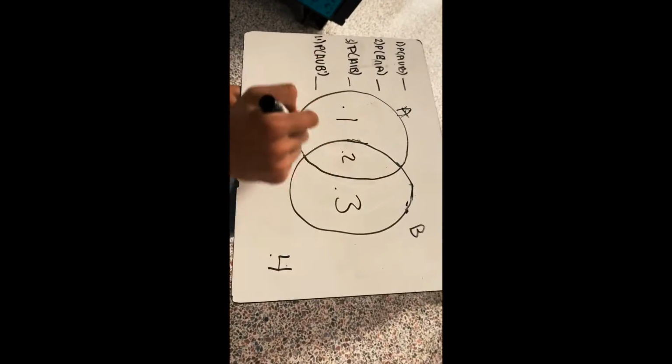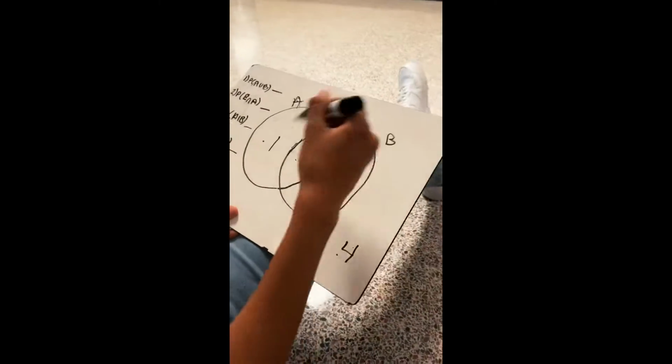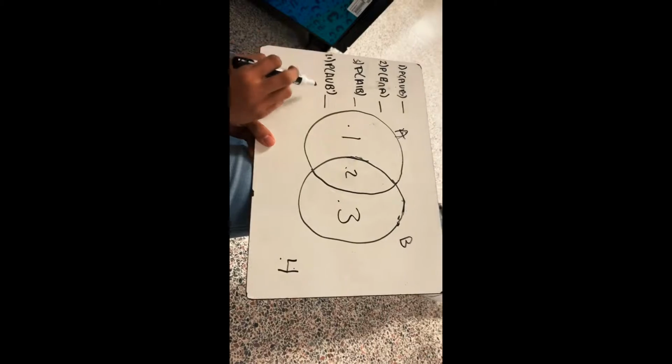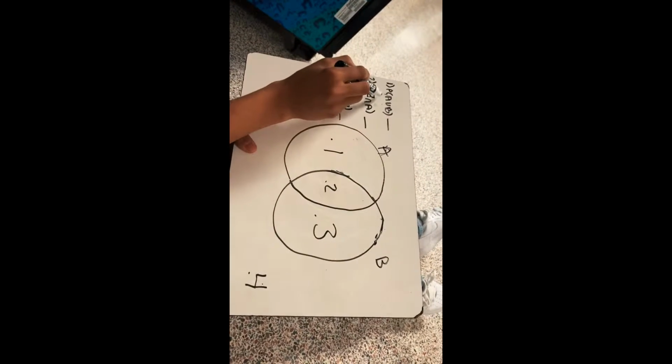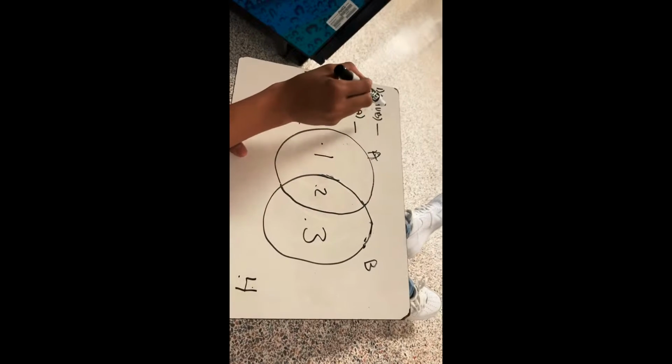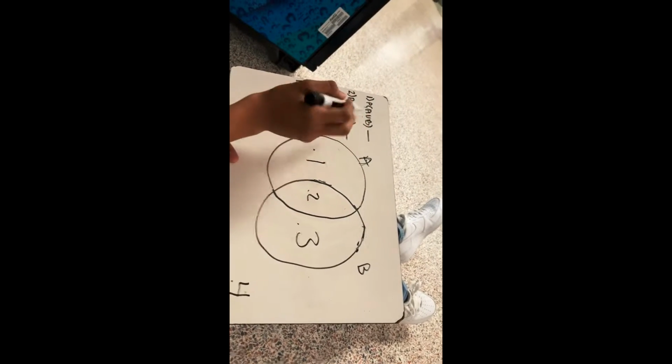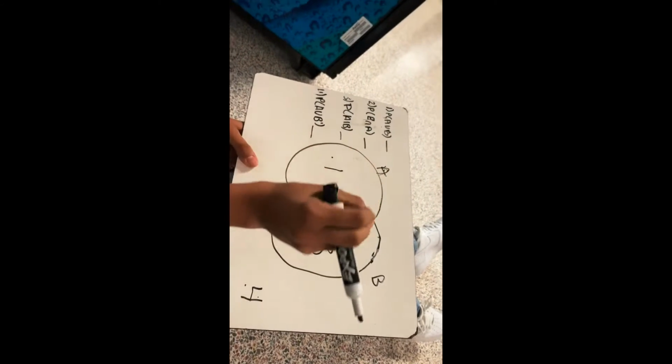Today we're going to be solving probabilities of Venn diagrams. So right here we have a Venn diagram with circle A and circle B. And we're going to be solving the probability of these 4 questions. The first question is the probability of A union B. Union means that they're together.